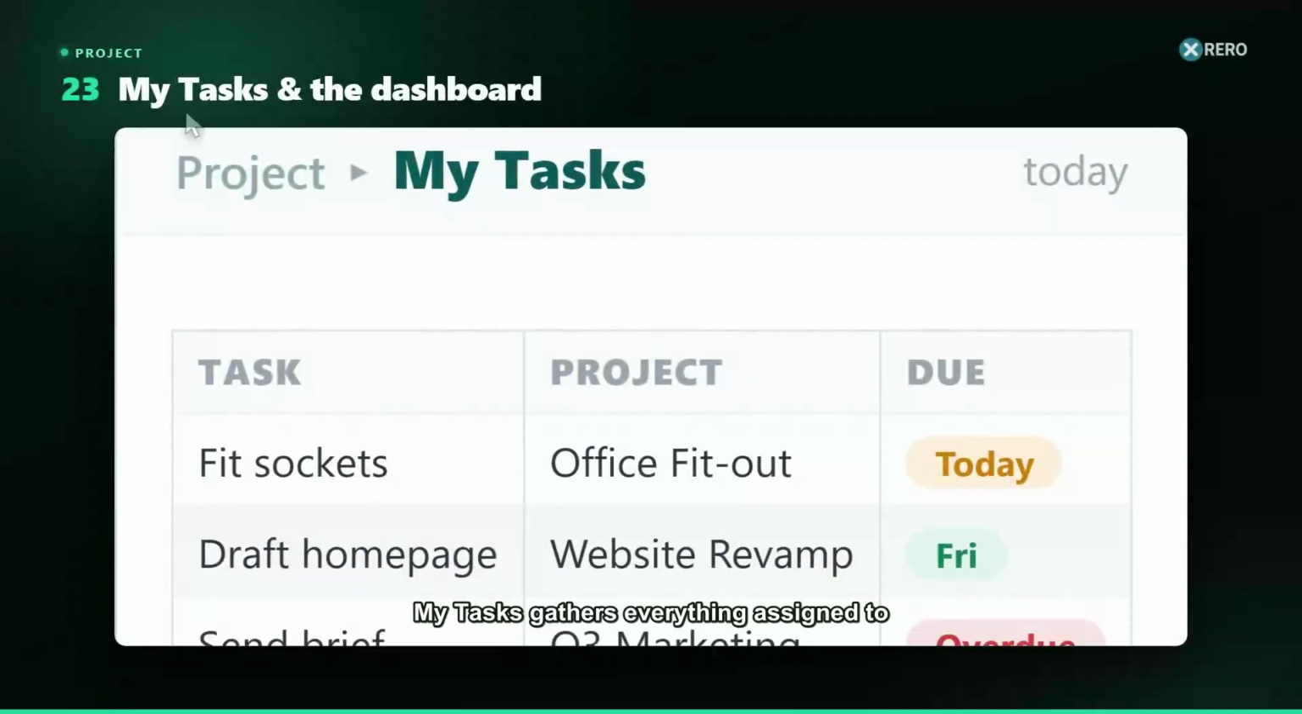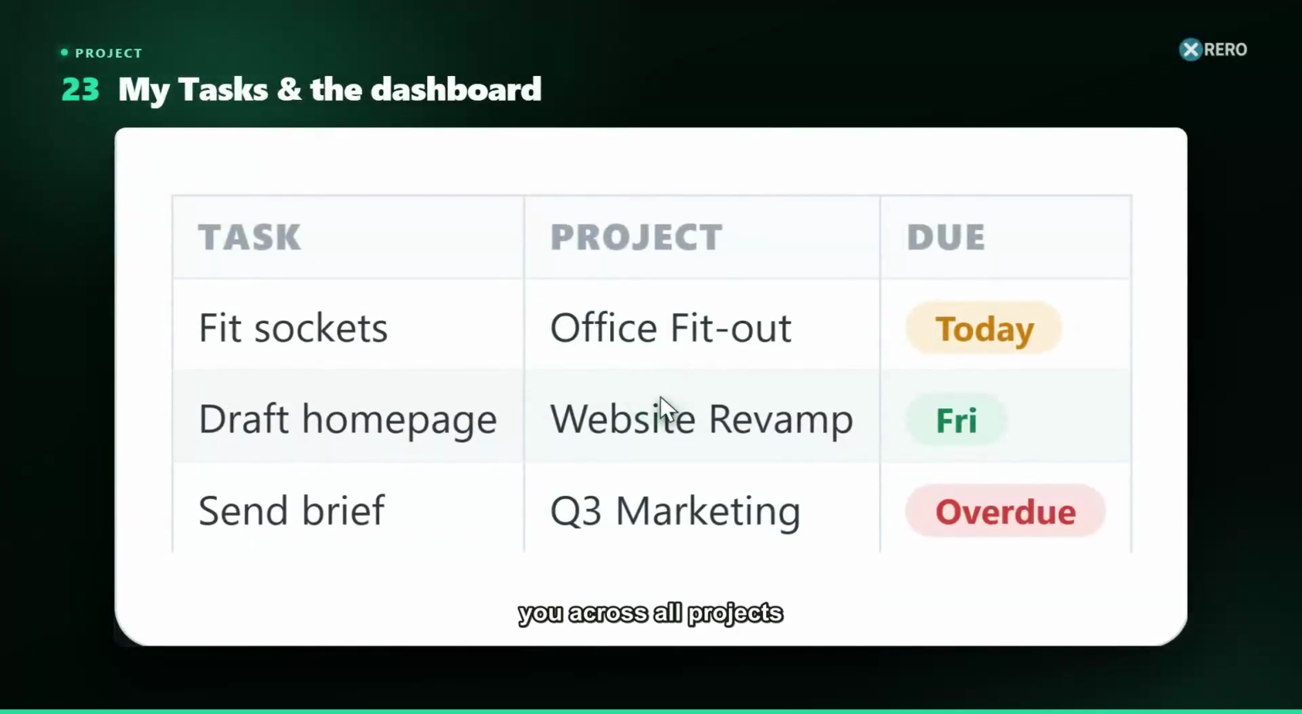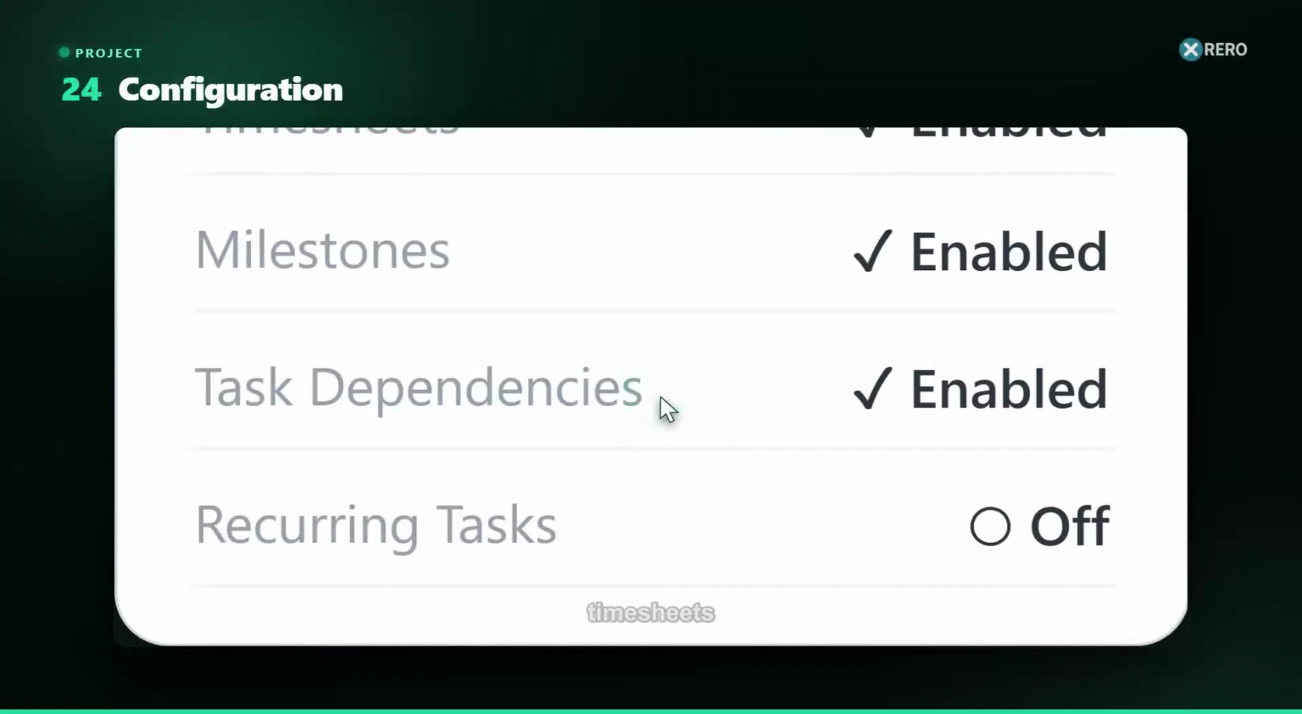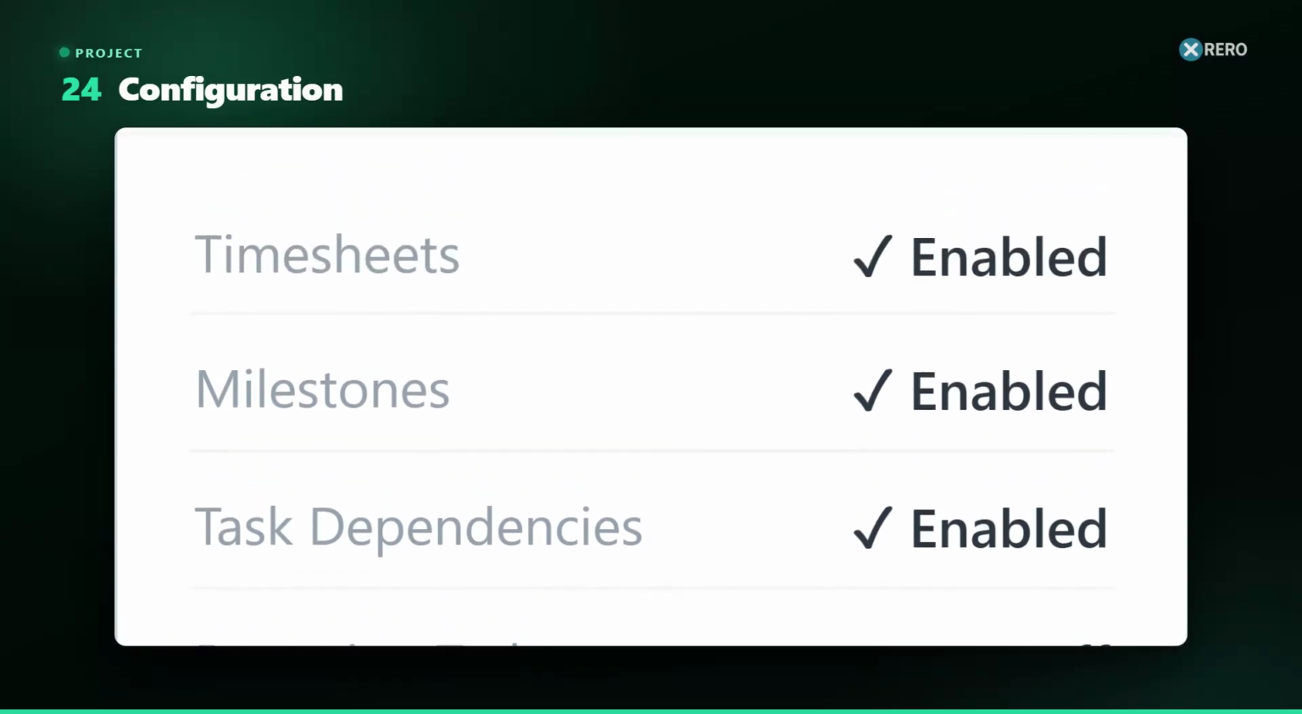My Tasks gathers everything assigned to you across all projects, sorted by deadline and priority, your personal to-do list. Admins enable features here: timesheets, milestones, task dependencies, recurring tasks, subtasks, and customer portal sharing. Turn on only what your teams use to keep the interface clean. The settings screen below holds every switch.